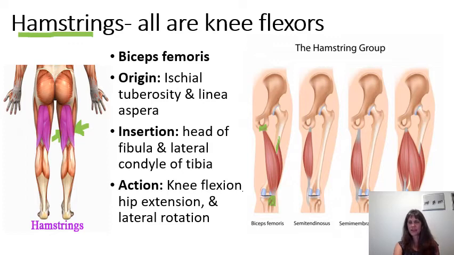I'm going to point out the next two hamstrings that we're going to discuss. One is deep to the other, and these are both located on the medial aspect of the thigh posteriorly. Semimembranosus is deep to semitendinosus. Here on the far right picture, we see semitendinosus on top and semimembranosus deep to it. Remember, semitendinosus has the letter T in it. The T goes on top.